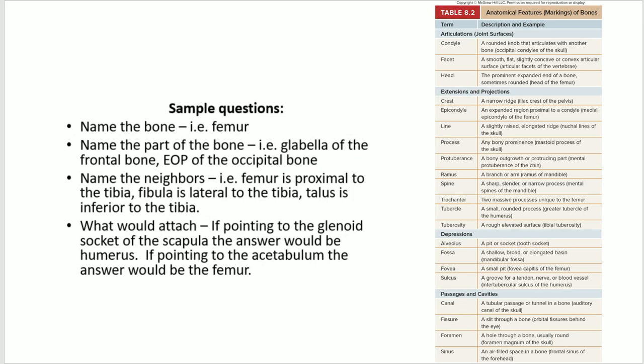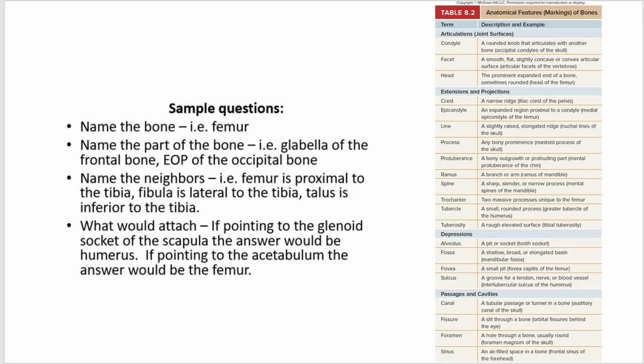So, first of all, we're going to talk about how the questions are going to look like on the practical. Sometimes the quiz questions can look like this as well. But basically, you're going to be asked to either name the bone, name the part of the bone, like if I have an arrow pointing to it, or a label, for example, on the skull, specifically between the eyebrows, and I ask you to name that part of the bone. I would expect you to say that that's the glabella.